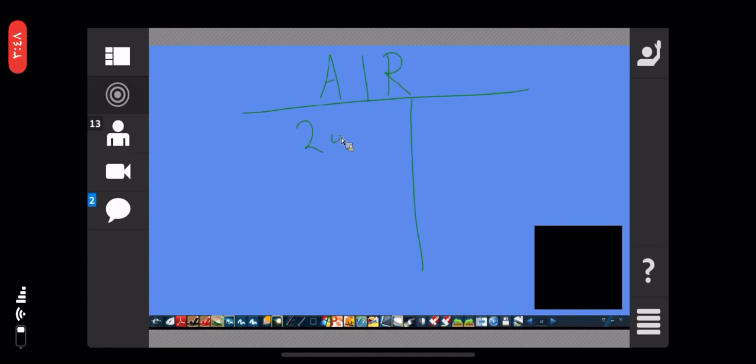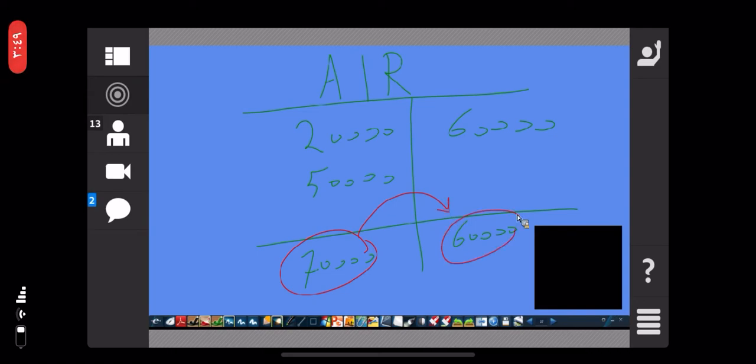For examples here, 20,000, 50,000, 60,000. This is the entry that was there. Now you need to find what? The total amount for credit and the total amount for debit. So the total amount for debit will be 70, and the total amount for credit 60. What I said, for all assets the debit side must be greater than the credit side. Clear?